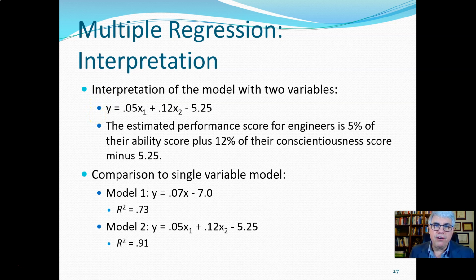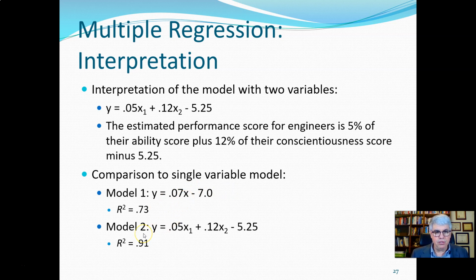Now, another way of interpreting multiple regression is to look at the R squared. Remember, the R squared is how much variability in the data is accounted for, how much variation in the independent variables contributes to the dependent variable. In model 1, where we just had ability, y equals 0.07x minus 7.0, the R squared was 0.73. So 73% of the variability in performance was accounted for by the ability score.